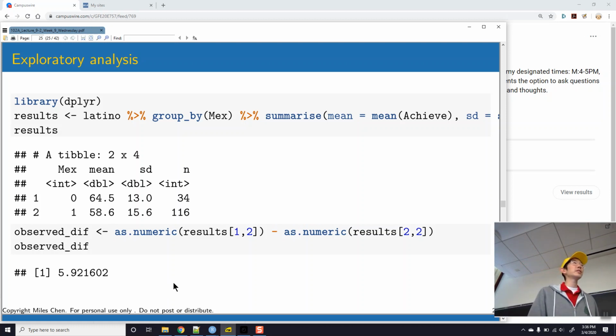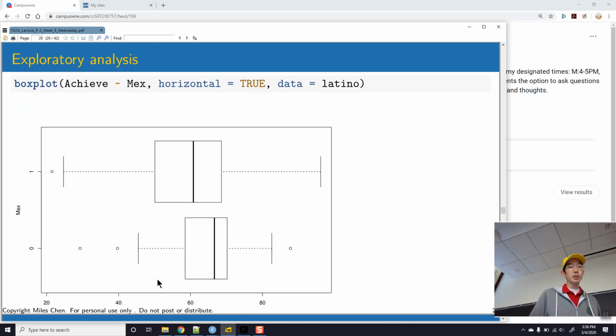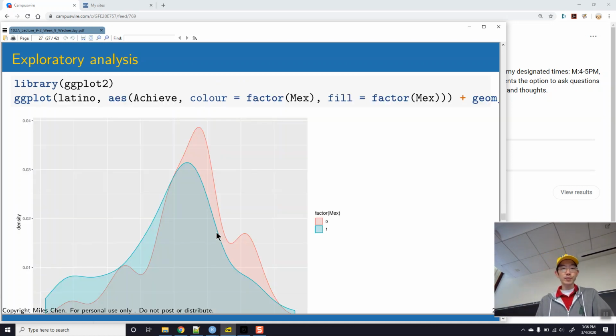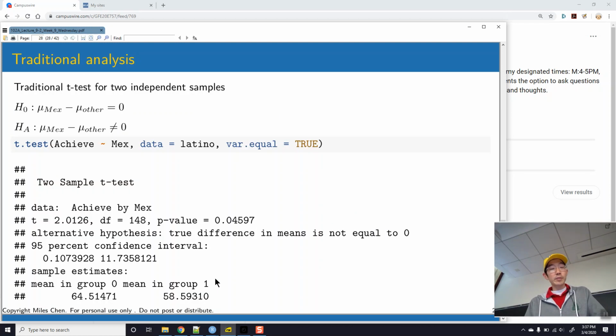And the question is, is this difference of 5.9 statistically significant? Could this just be a result of randomness? Just a little bit more for the exploratory analysis. Here's just a box plot. The mean is not plotted here, we just get the median. But the question is whether this difference between the centers is significant, or could it just be from randomness? And here's a density plot. We have one in red and one in blue, and are the centers different? It's hard to say.